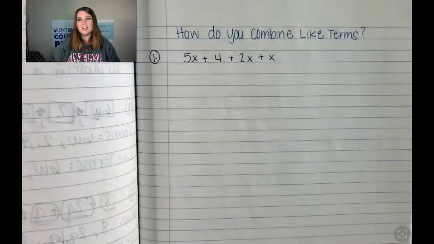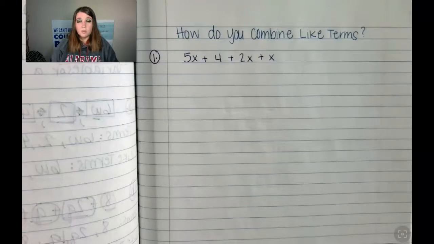Cougars. Okay, we were just learning about terms and like terms. If you remember, terms are the ingredients or the parts of your math expression. And like terms are the ones that they have in common, the ones that are similar, the ones that match.